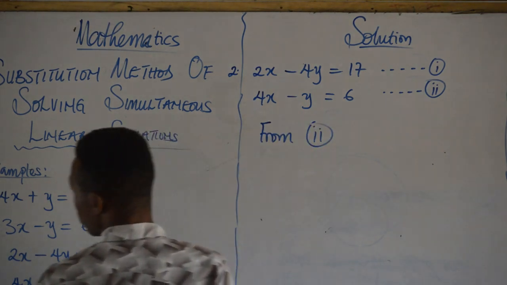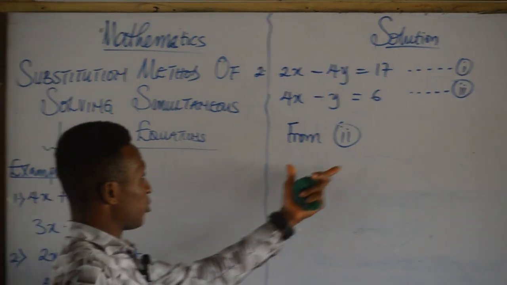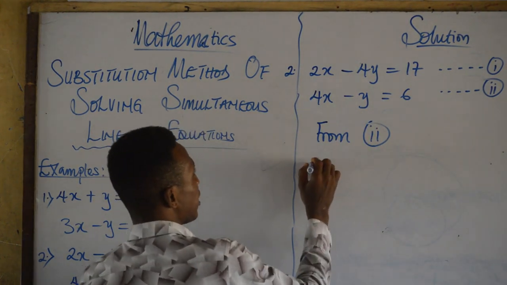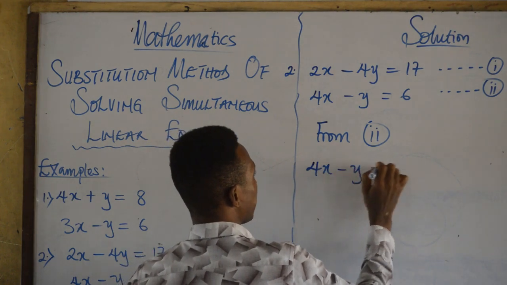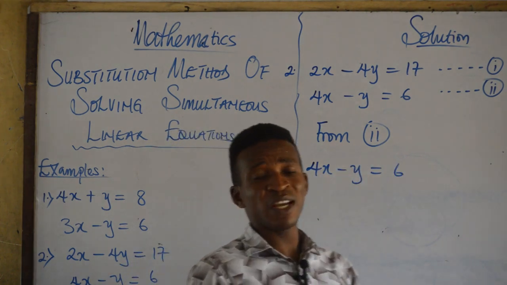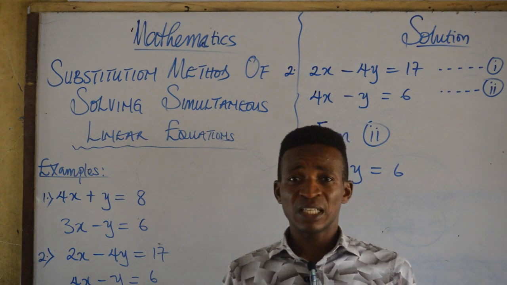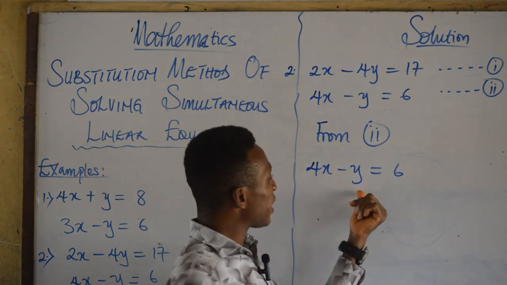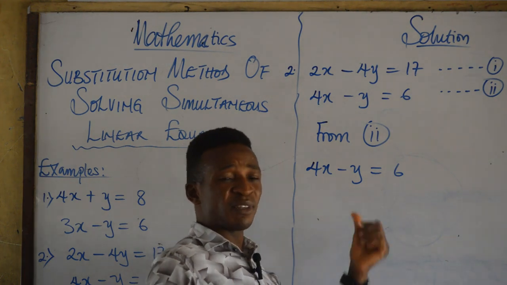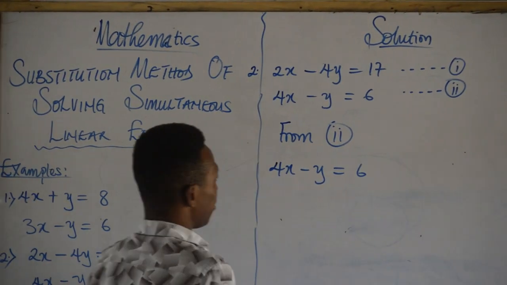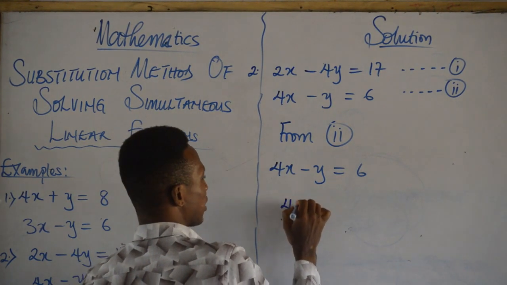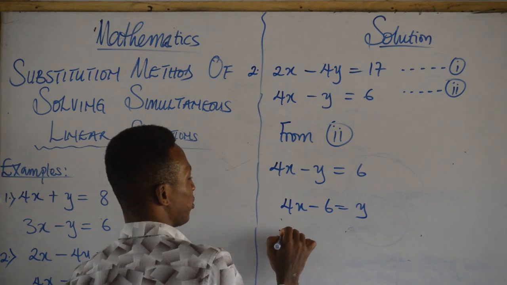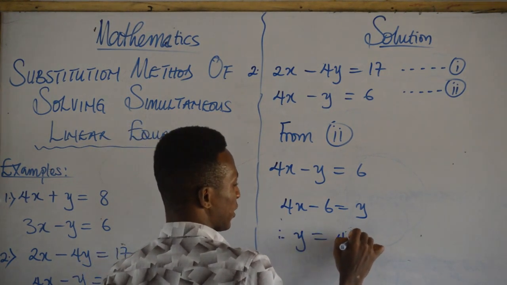Now, like I told us, when you use equation 2, that means you are shifting your focus to equation 2. And your equation 2 here is 4x minus y equals 6. Now that you have shifted your attention to equation 2, we need to make this y the subject of the formula. That means we want it to stand alone. So, 4x minus 6 equals y. That means our y now equals 4x minus 6.